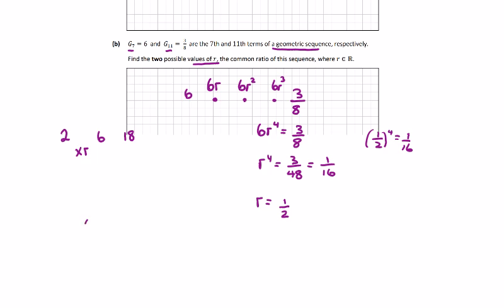So let's just check our sequence. 6 times a half is going to be 3. Times a half is 3 over 2. Times a half is 3 over 4. Times a half is 3 over 8. And if we had the minus, we'd have a minus, a plus, a minus, and a plus. So the minus a half would work too. So r is equal to a half, or minus a half for part B.